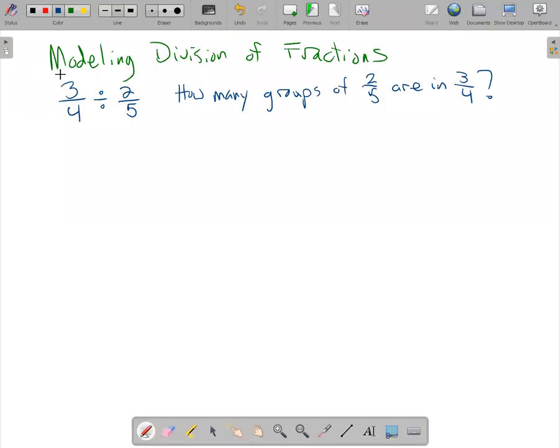So I want to model, illustrate 3/4 divided by 2/5, which I can interpret as how many groups of 2/5 are in 3/4. So in other words, I'm asking 2/5 goes into 3/4 how many times? So I'm going to draw out my 2/5 using some square cakes.